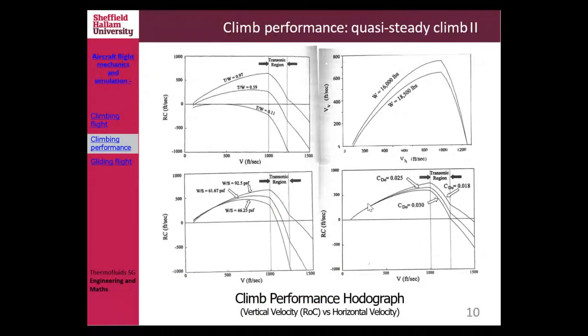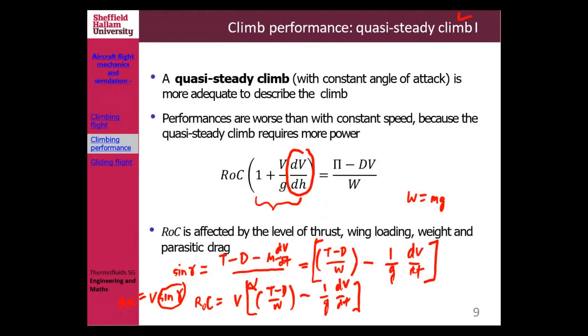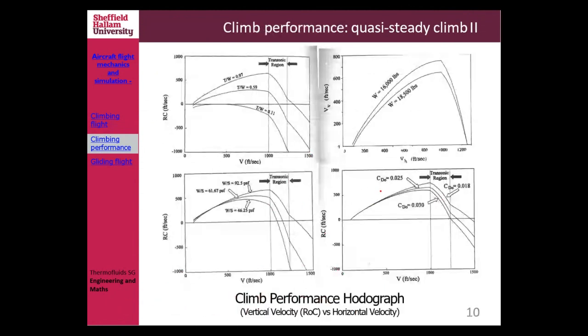Now, I mentioned that the rate of climb in this case will be affected by a lot of other parameters. First of all, thrust, right? If you don't have thrust, or your thrust equals drag, then there will be no rate of climb, and you just have steady level flight, right? And of course, we looked into the wing loading already, W over S. Your aircraft weight also plays an important role, and obviously your drag as well, right?